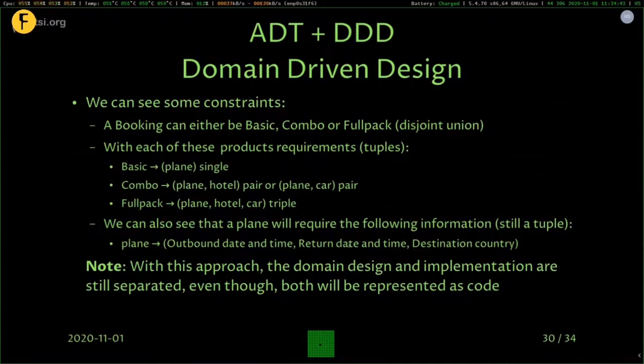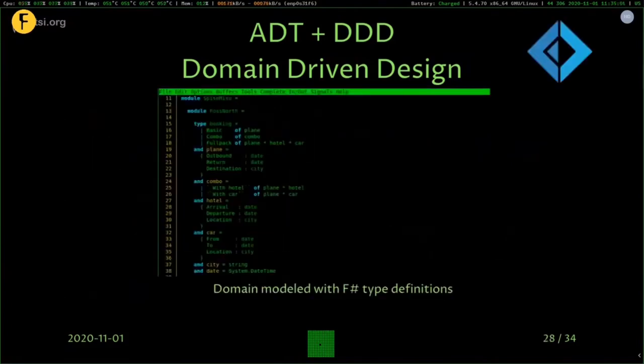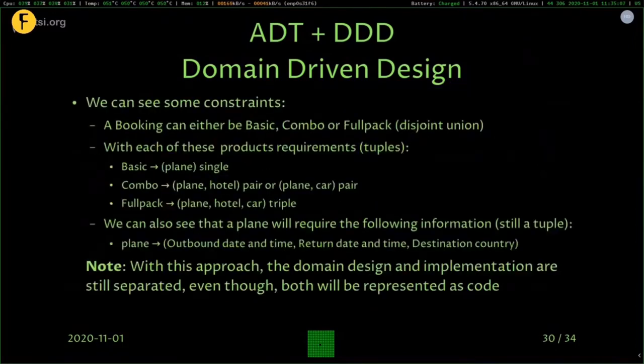And we also have exactly the same constraints in planes, cars, and hotels and so forth, that we actually need to provide these arguments on instantiation. So this is why I say that this is a really good way of introducing the design of your software directly into code, but you still have this separation between implementation and design.